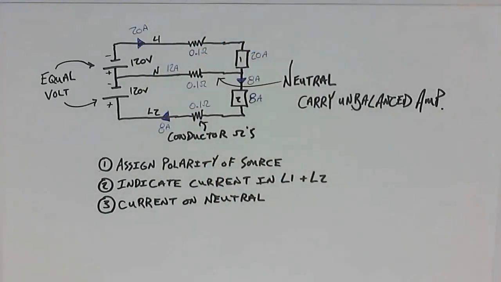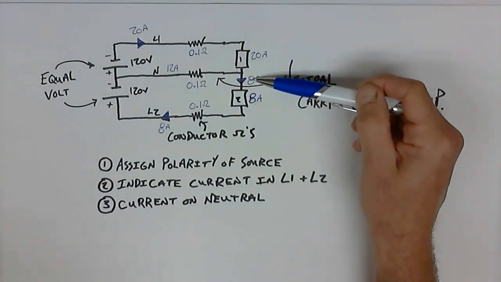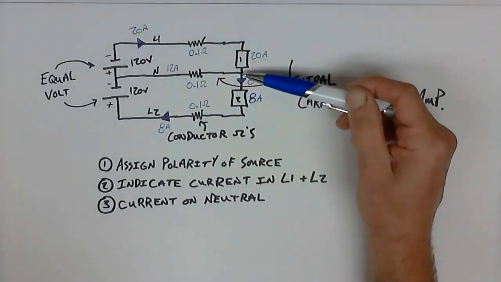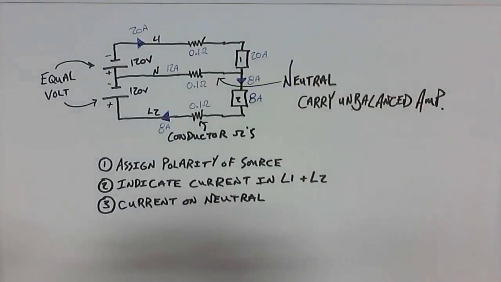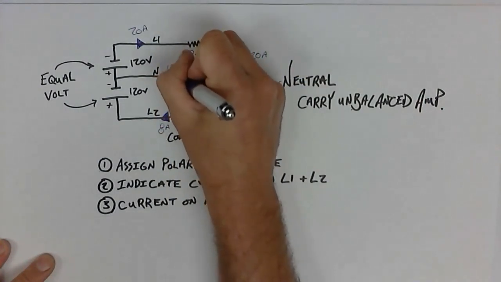Now that's not completely done, is it? Because we need to know exactly what direction that current is flowing. When we look at the 20 amps and the 8 amps here, 20 is flowing in here, 8 is leaving, which means the 12 must be traveling in this direction. So I'm going to indicate that with an arrow. The arrow is important because of the next step.